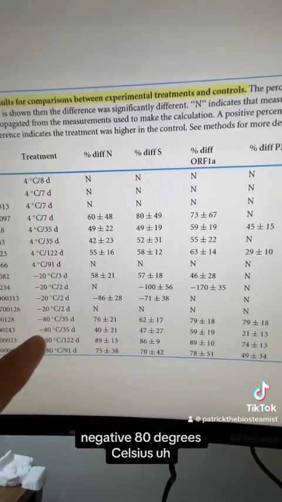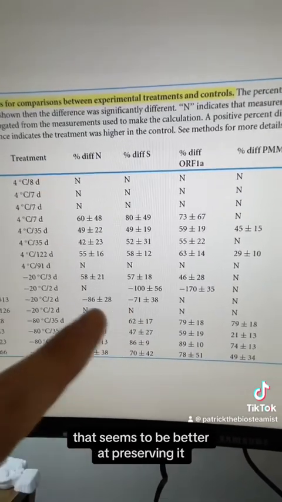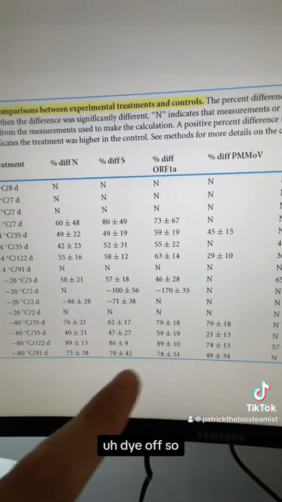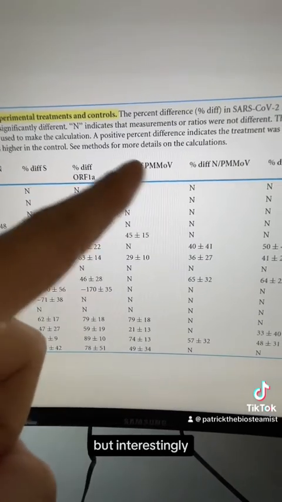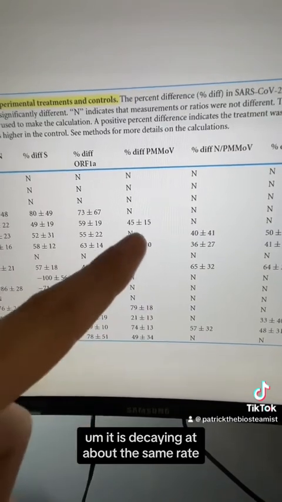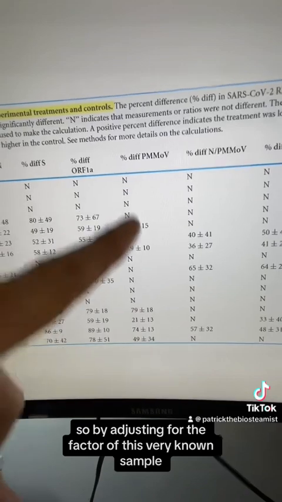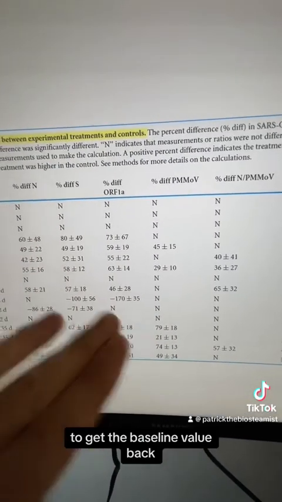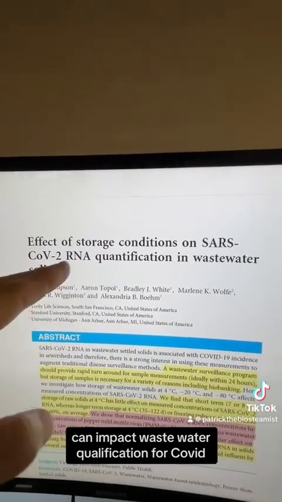And then if you're storing at negative 80 degrees Celsius for a long period of time, that seems to be better at preserving it. So it's better to store at those colder temperatures to not get as much die off. So it's about, I'd say, 65-70% on average here. But interestingly, that virus we talked about earlier, that model virus, it is decaying at about the same rate. So by adjusting for the factor of this very well-known virus decay, we can correct for these to get the baseline value back. And that's how sample storing conditions can impact wastewater quantification for COVID.